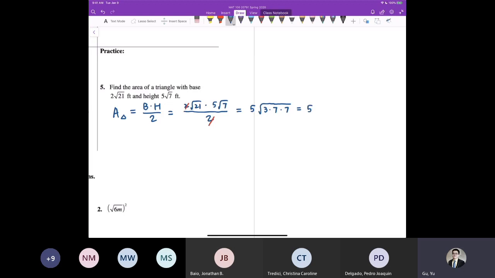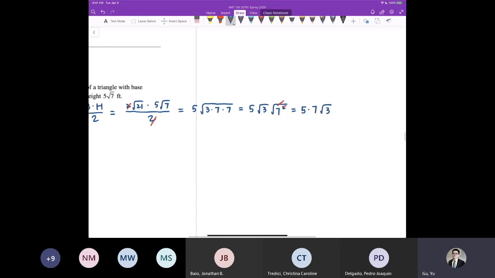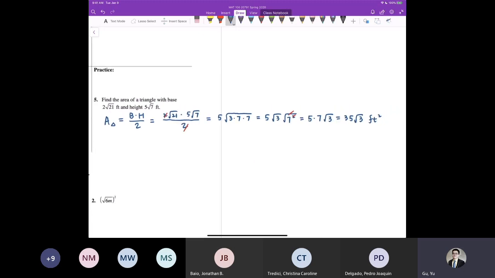If you want to see all the steps, you could also do this. So you have 5 times radical 3 times radical 7 squared. You could cross out the square root and the square and write down your final answer. It's simply 5 times 7 followed by radical 3, and that is 35 radical 3 feet squared. So that concludes the word problem right here. And again, it's just another computation problem of radical numbers. Nothing surprising.